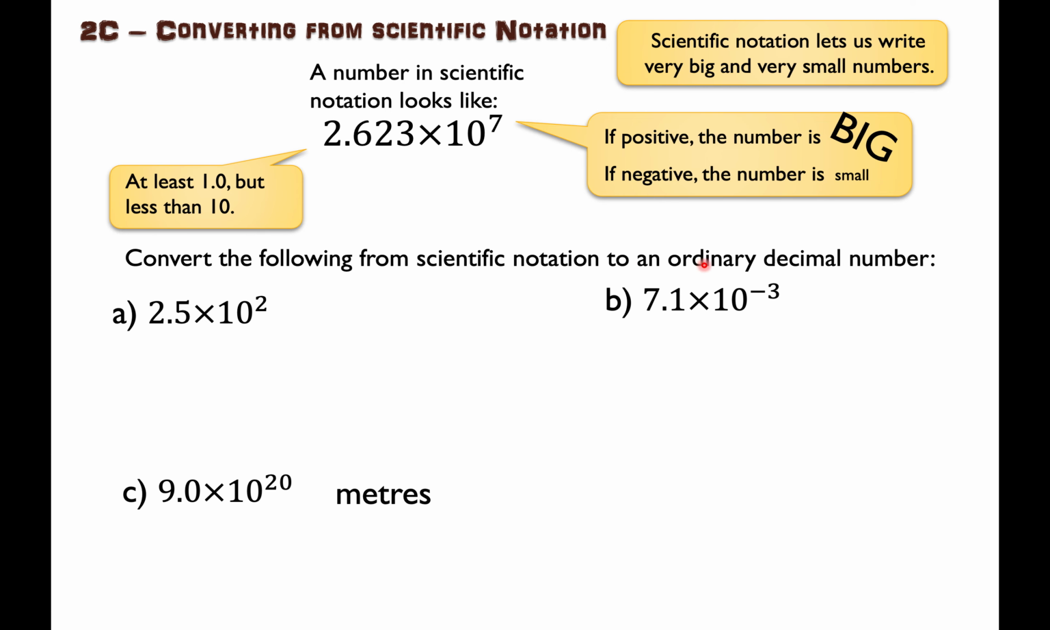Let's try writing these just as an ordinary number, an ordinary decimal number. When I say an ordinary decimal number, I just mean a normal number, like you'd normally see.